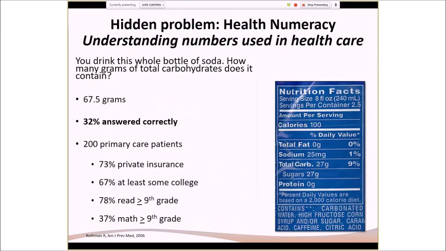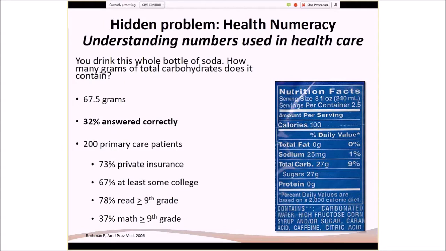So, if you think reading is a problem, numeracy is a huge problem. And a lot of healthcare involves numbers. And this was a research study done in Vanderbilt, and I love this. They gave people nutrition labels. And you drink this whole bottle of soda. How many grams of total carbohydrate does it contain? Well, it contains 67.5. How did you know that? Look at that label. How did you know that? So probably in your head, you multiplied the servings per container by the total carbs. And the answer was 67.5, but look, only about a third answered it correctly.